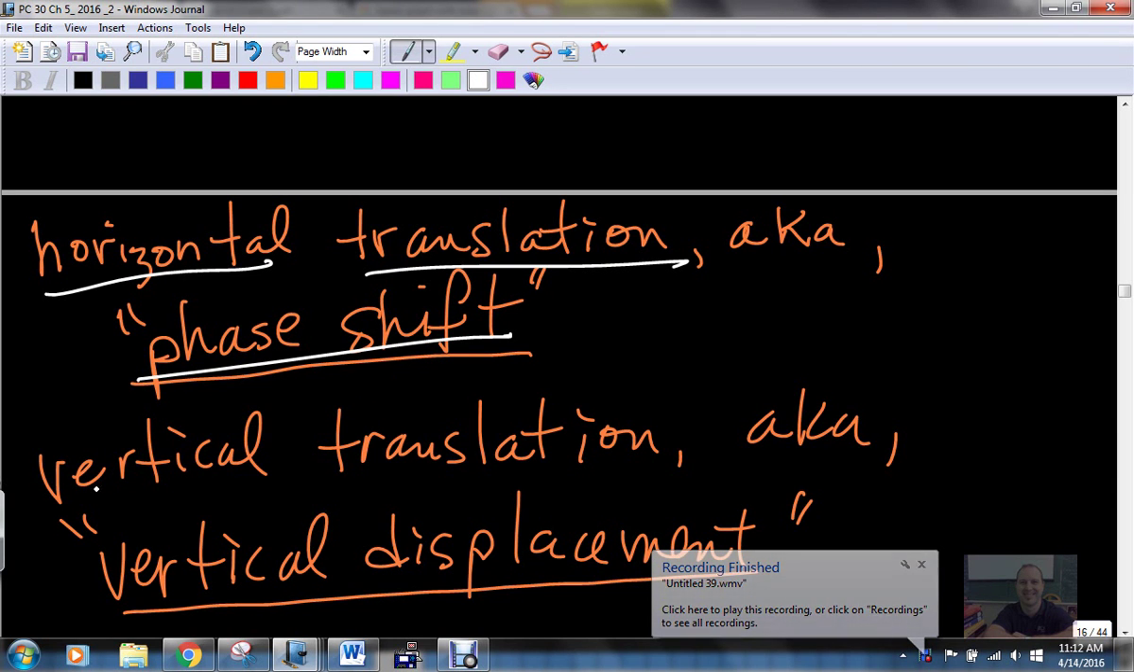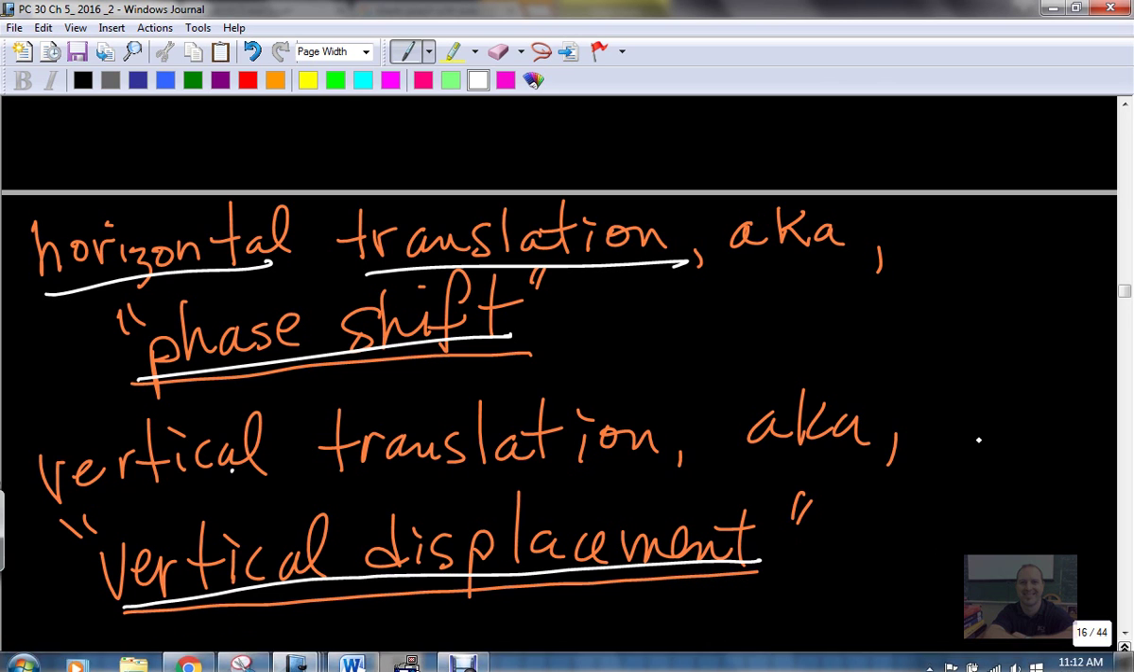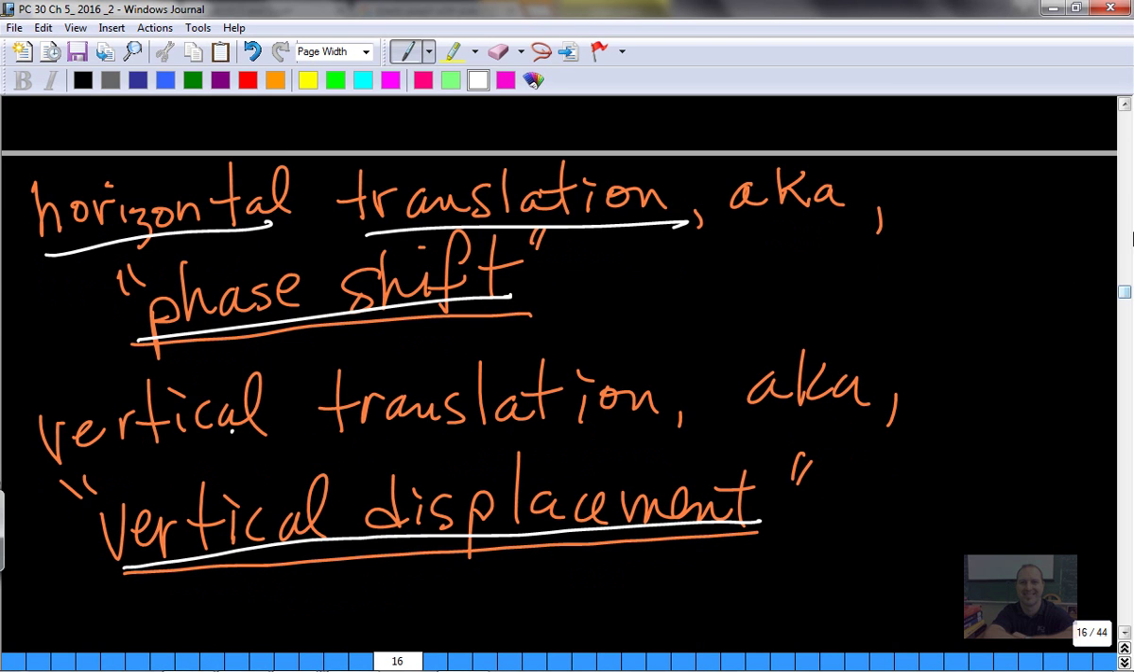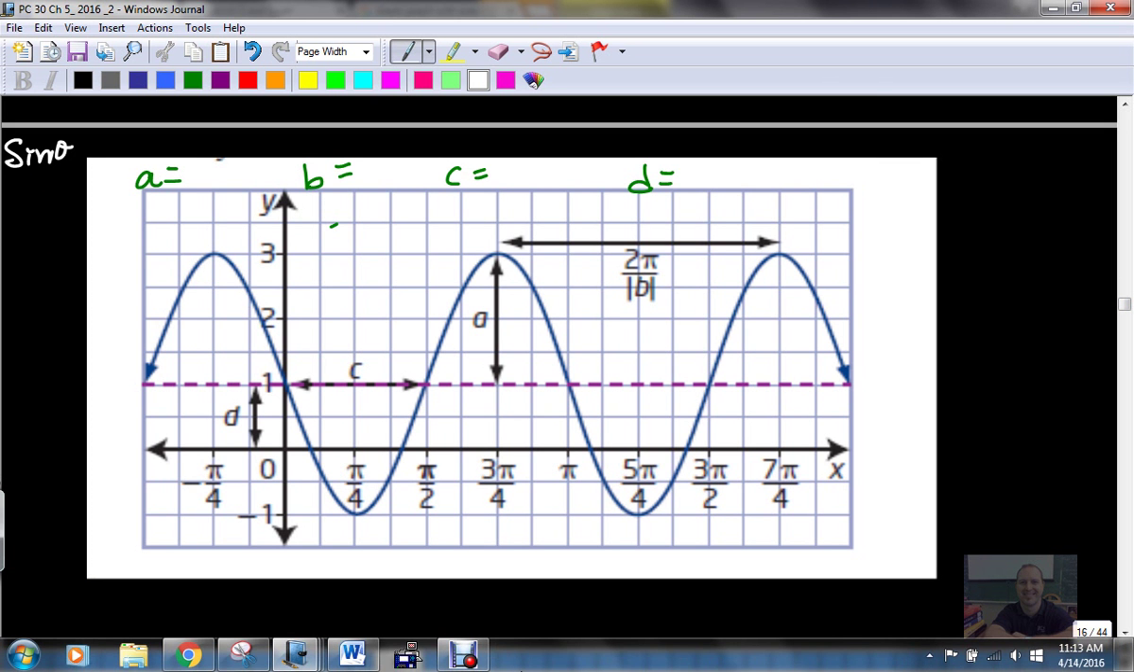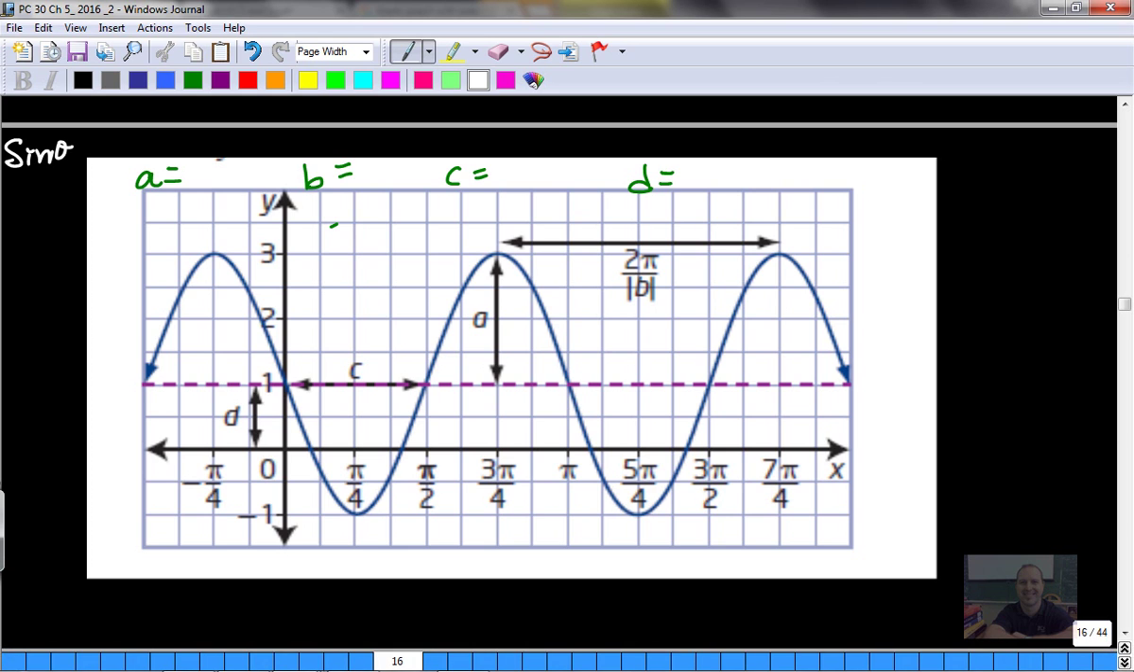But a phase shift, a vertical translation, is called a vertical displacement. You'll see that wording here. So I'll give you a second if you want to jot that down. All right, so let's move on to this example here.